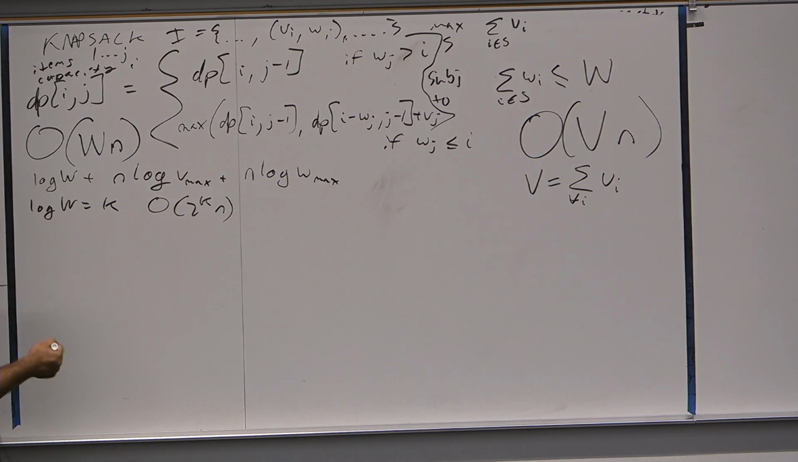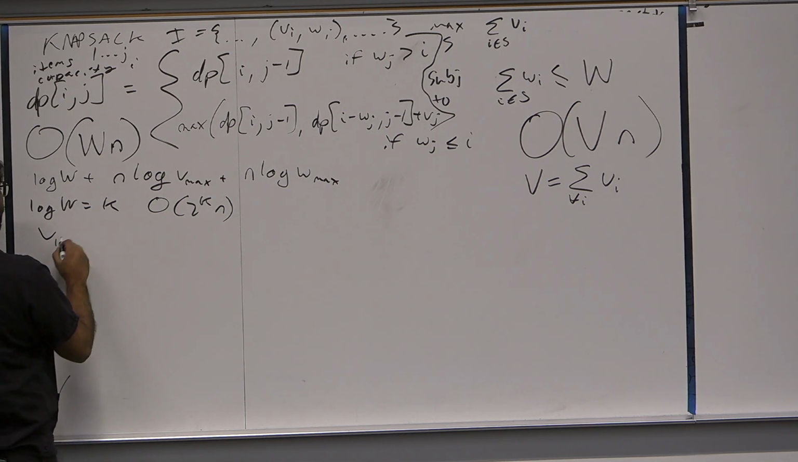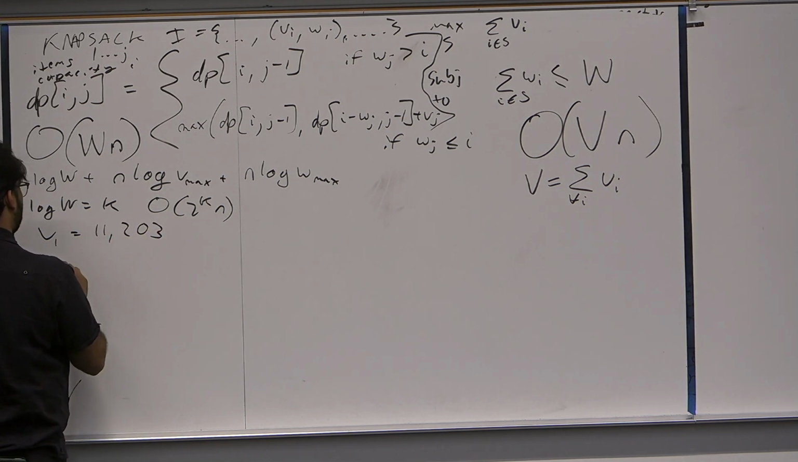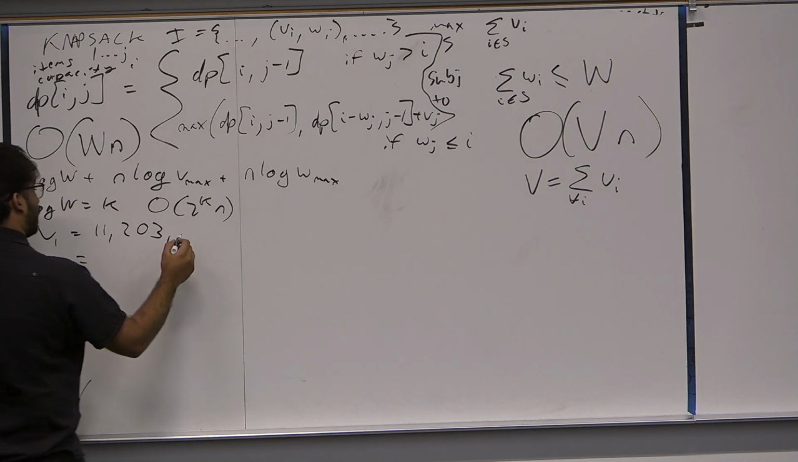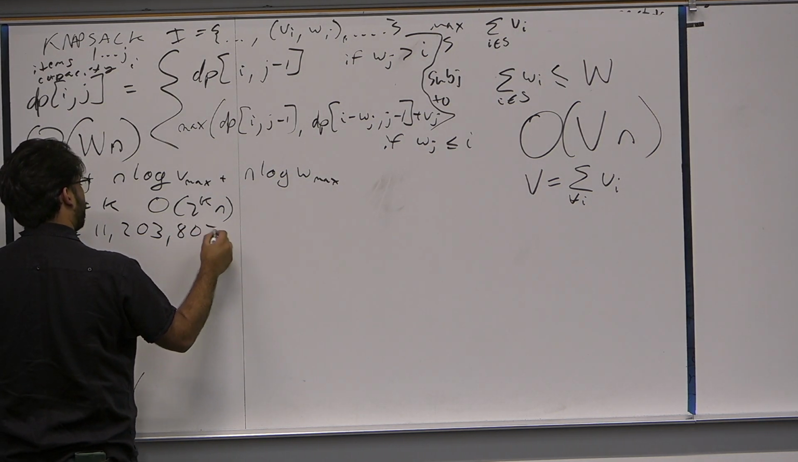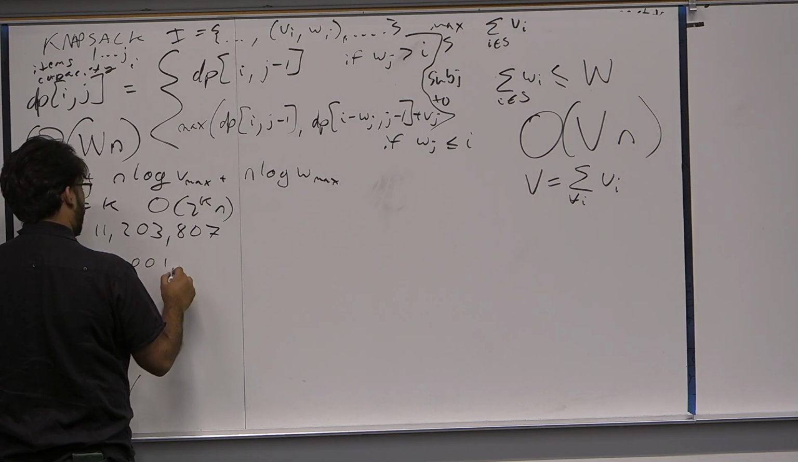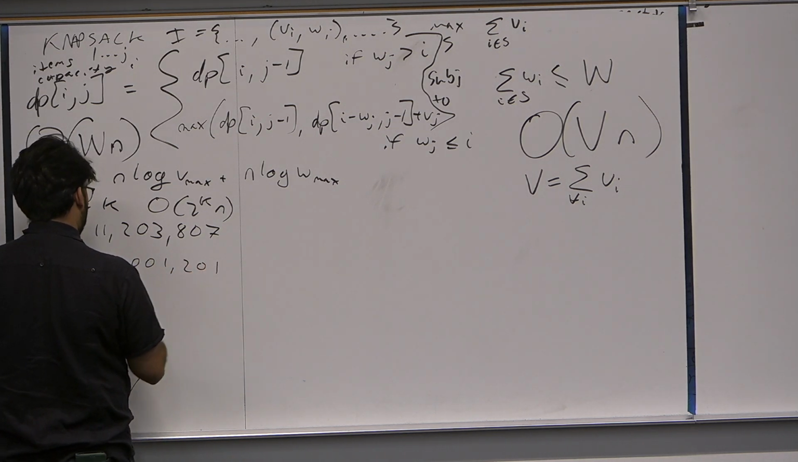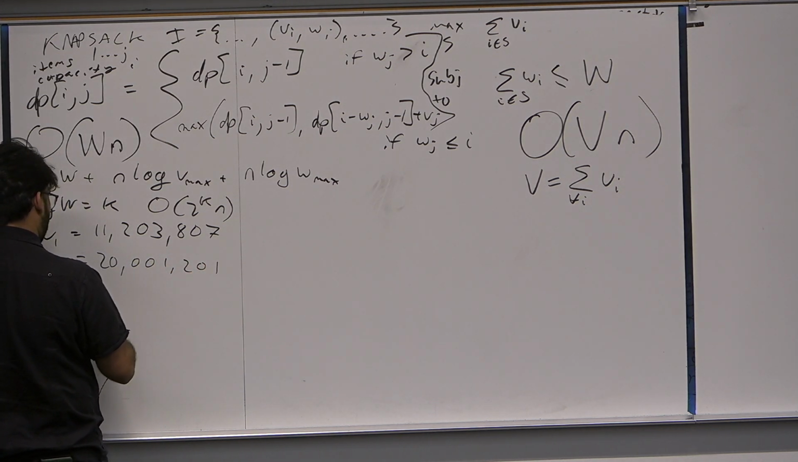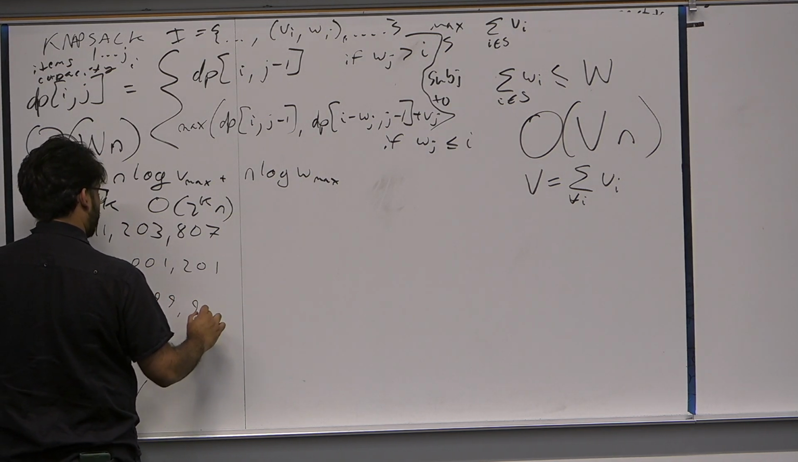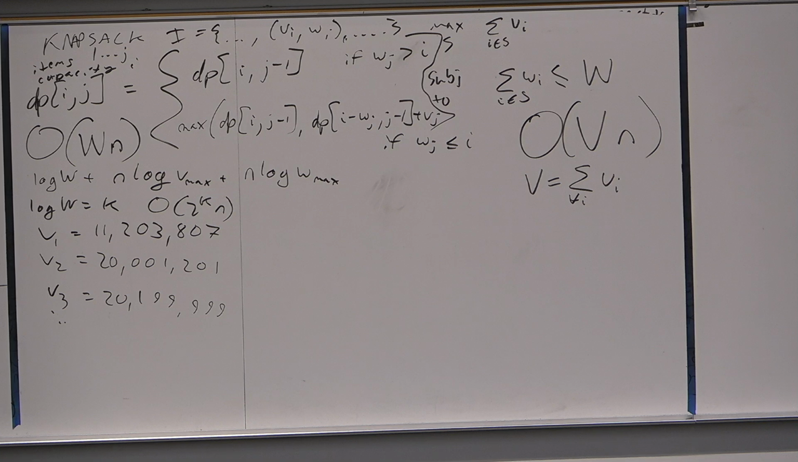What do we mean by scale down the values of items? Suppose we had v1 was like 11,283, and then we had v2 was like, let's say, 11,287,000, and then we had like a 20 million, and then like a 1,1201, and then we had 20 million, like a 199, something like this. Okay, we had a bunch of values of items, right?